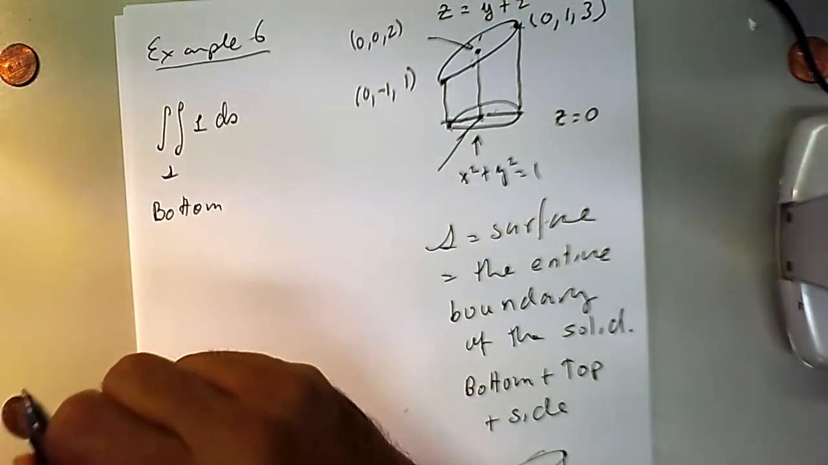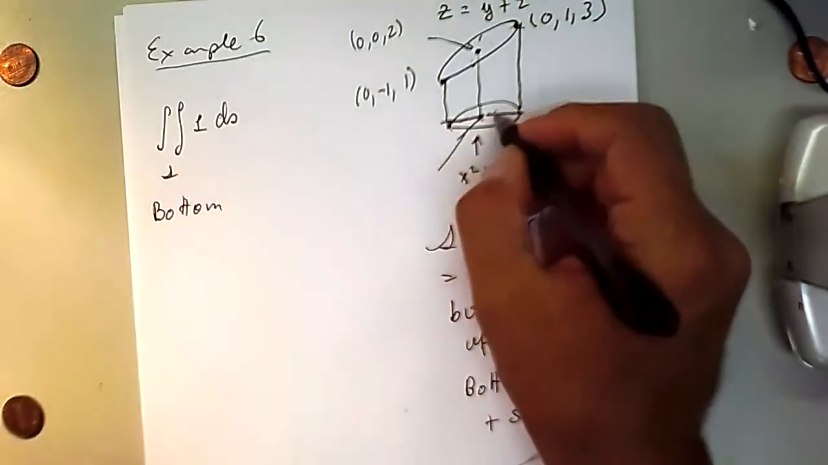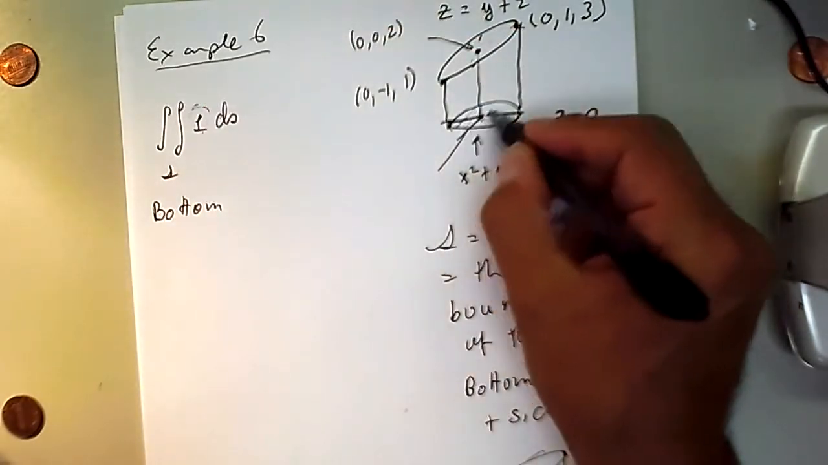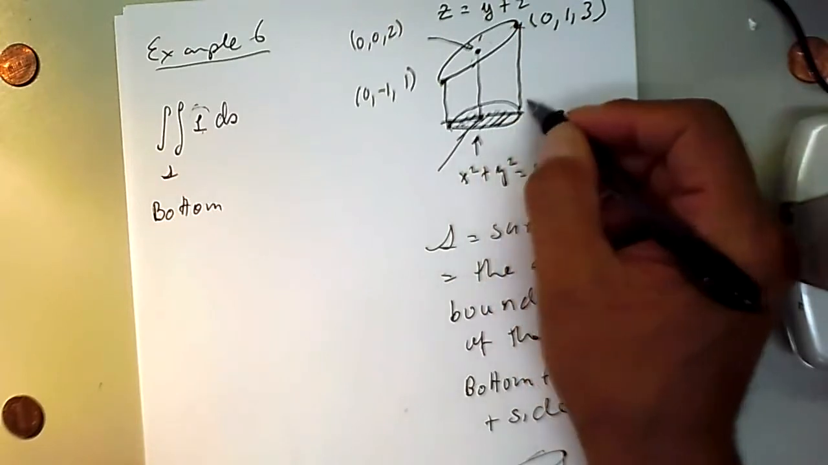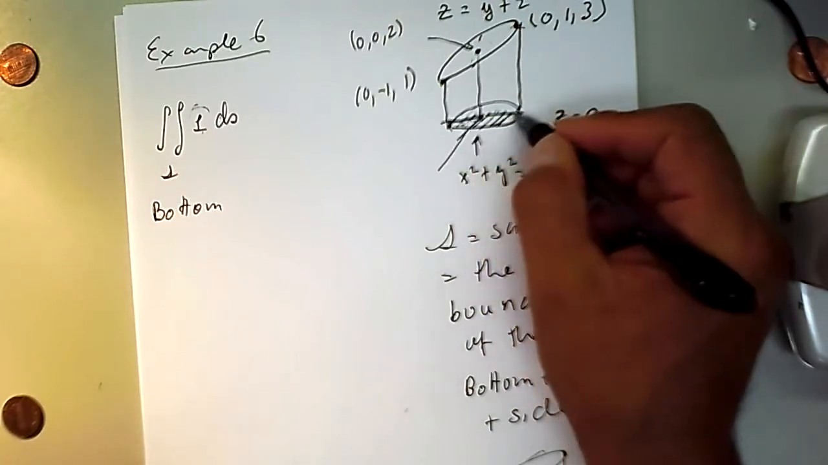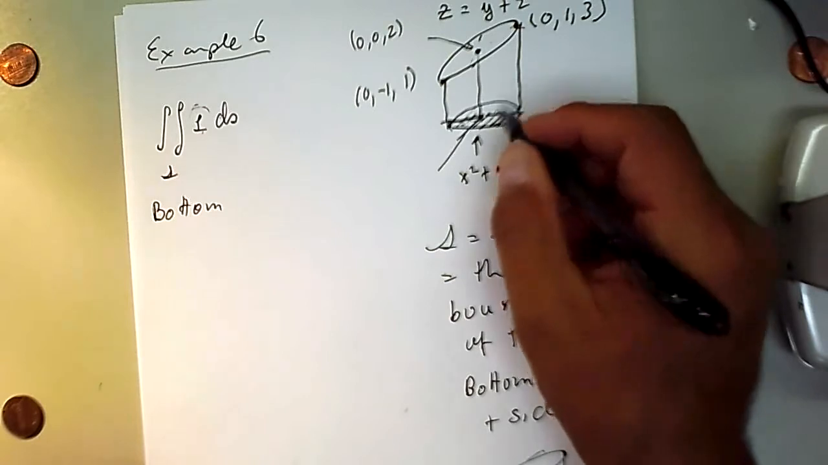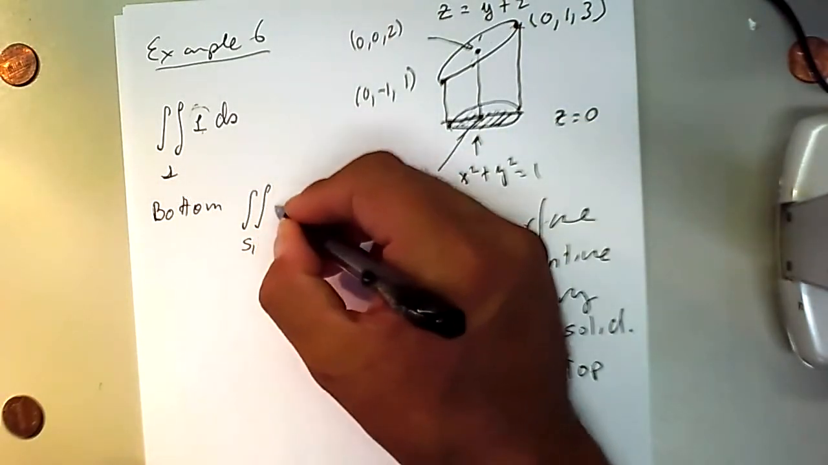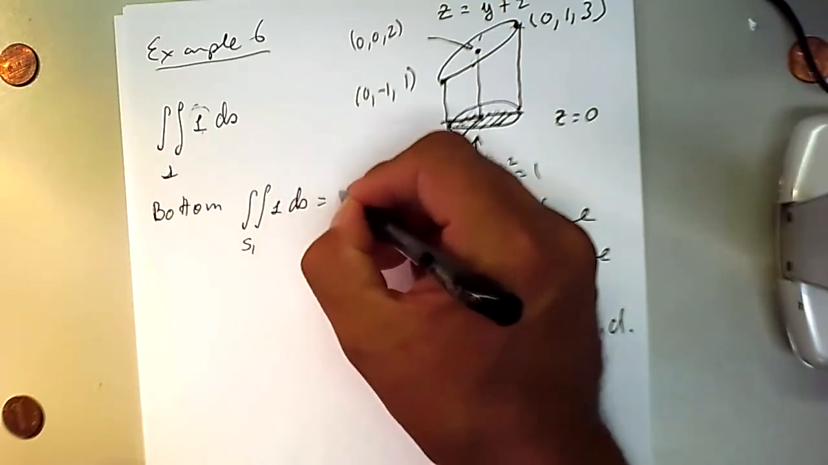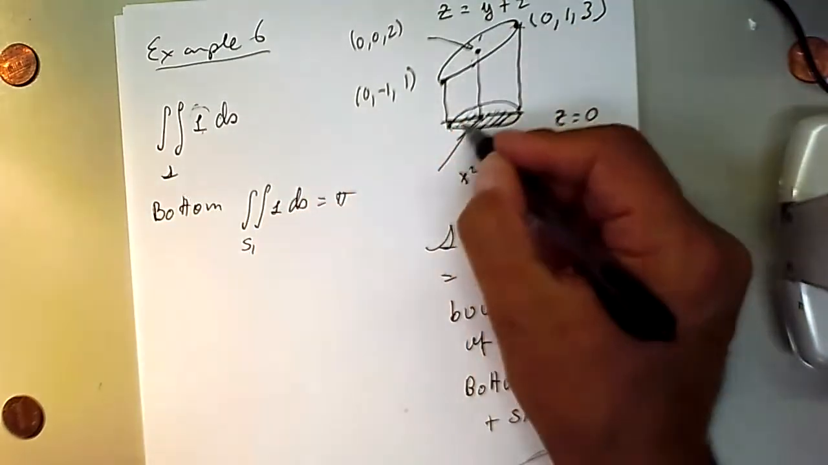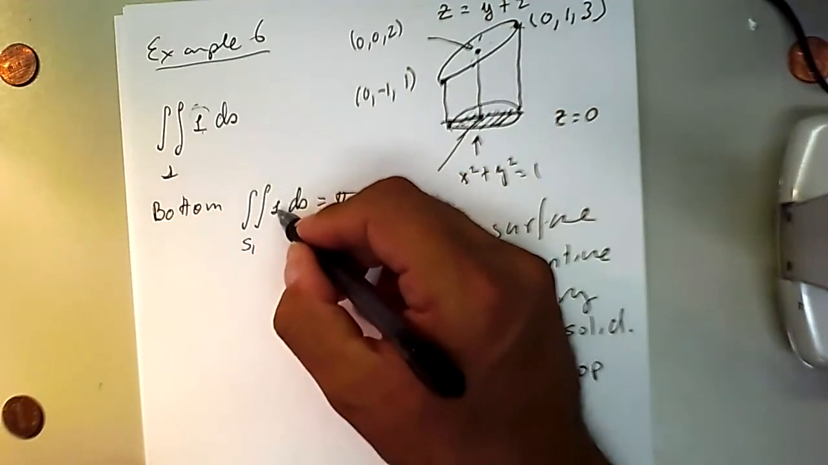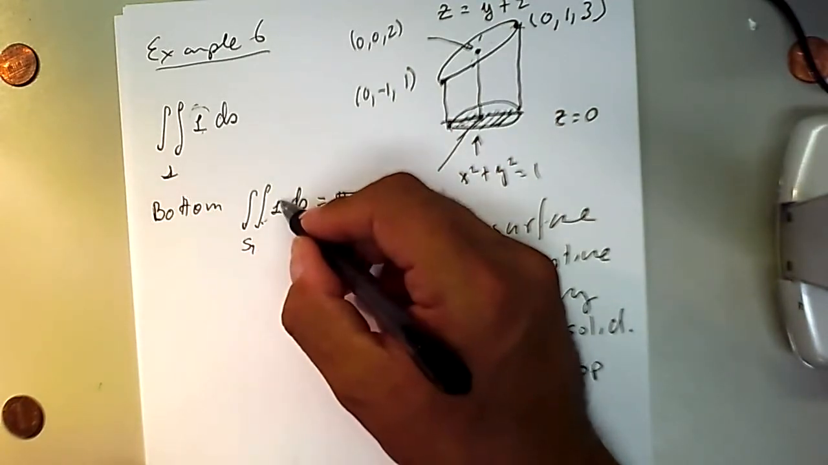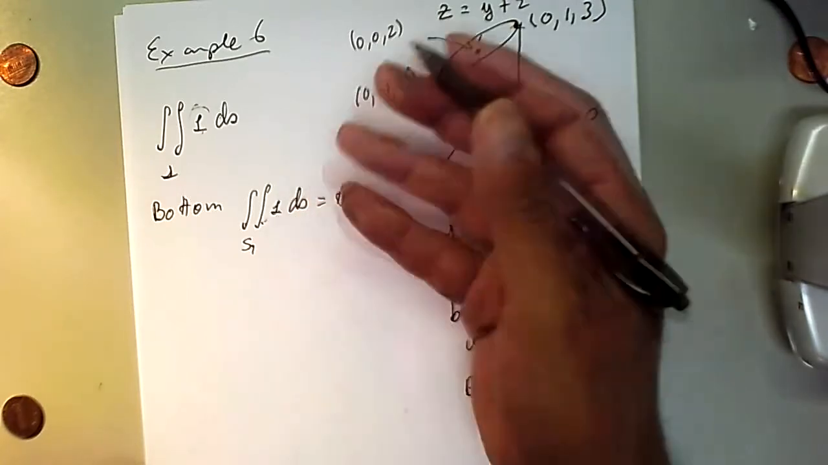Well, the bottom is not too bad because we're going to integrate 1 over the bottom. Well, that's just the area of the bottom, and this is the unit circle. So on the bottom, so let's call it S1, 1 ds, is just going to be pi. It's just the area of the bottom. If we're doing a double integral over a surface, and what we are integrating is the number 1, we're just getting the area.